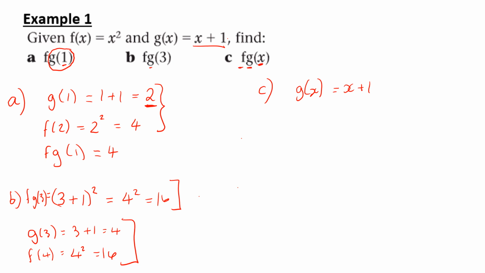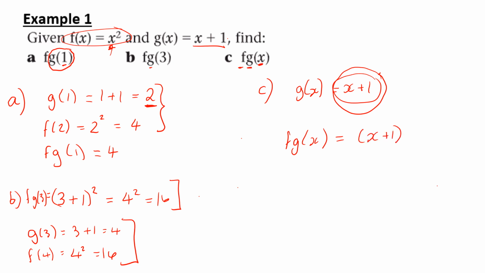Next, I need to do function f to that. So whatever result I just had, I need to perform function f to that. So looking back to what function f said, function f was square it. So whatever you put into function f, you have to square it. But this is what I'm putting into function f, so I need to square it. So my answer is going to be x add 1 squared.